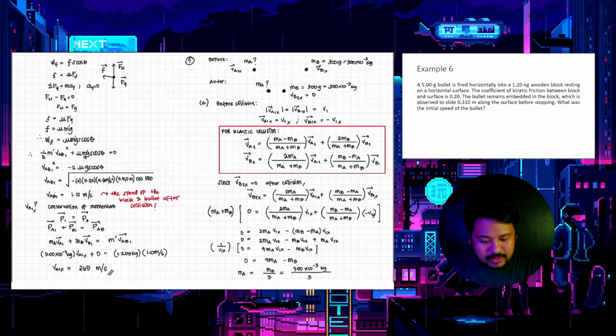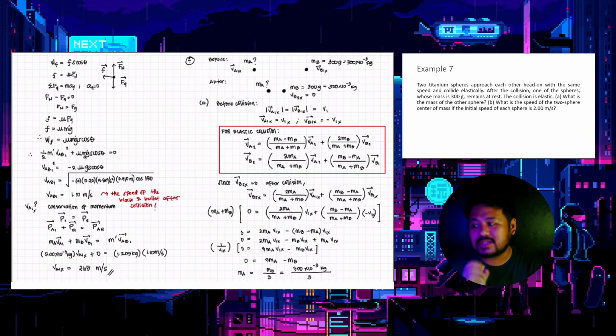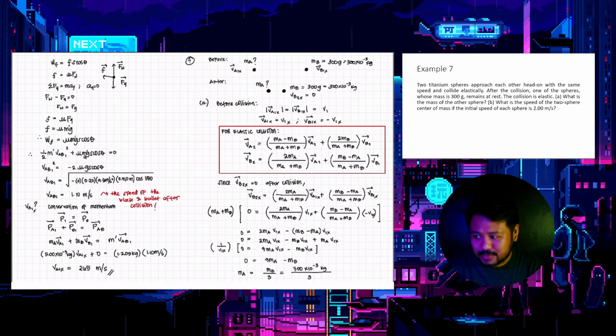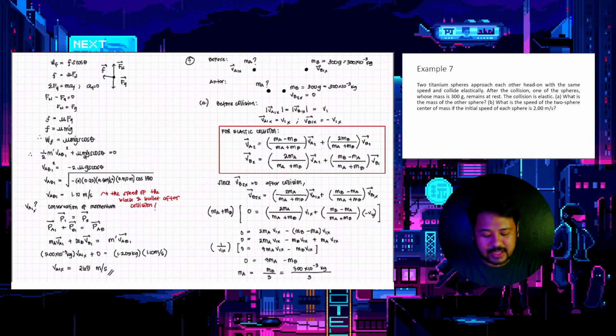Okay, so let's have number 7. Number 7 is kind of different. This is an elastic collision. Two titanium spheres approach each other head-on with the same speed and collide elastically. After the collision, one of the spheres, whose mass is 300 grams, remains at rest. The collision is elastic. What is the mass of the other sphere, and what is the speed of the two-sphere center of mass if the initial speed of each sphere is 2 meters per second?